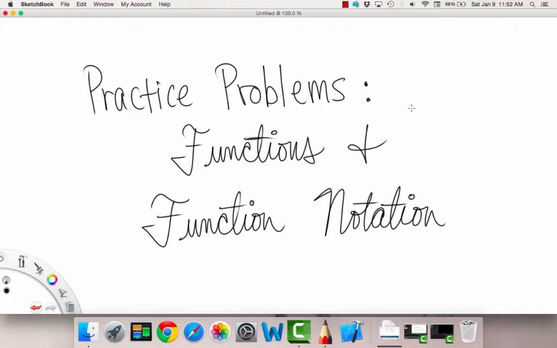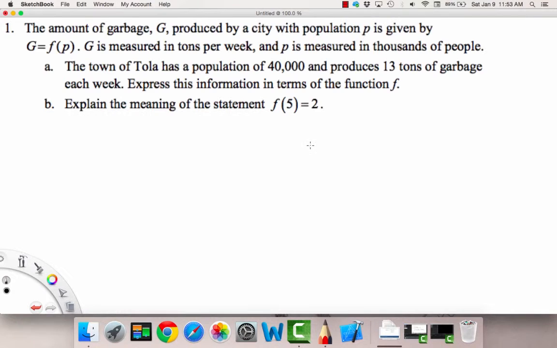This is the practice problems video for the section on functions and function notation. Okay, so here's problem number 1. We have the amount of garbage, capital G, produced by a city with population P is given by G is equal to F of P, which means G is a function of P. G is measured in tons per week, and P is measured in thousands of people.